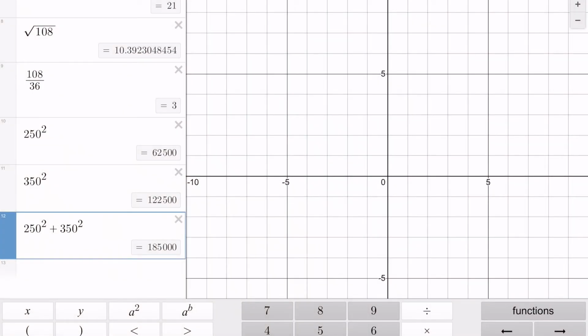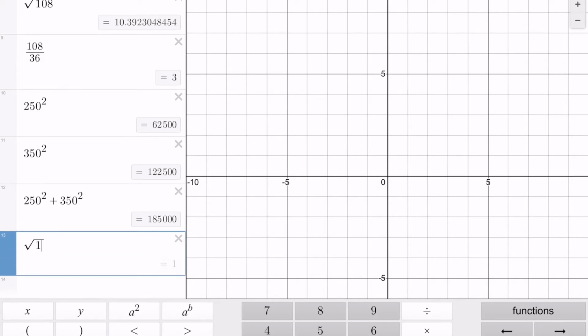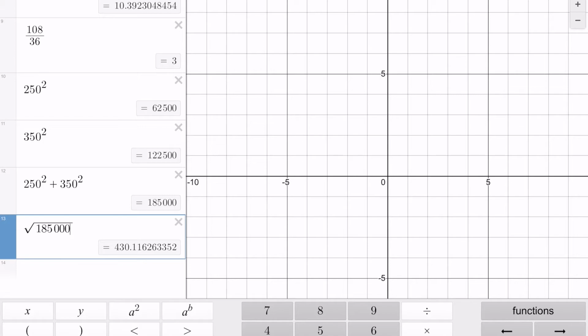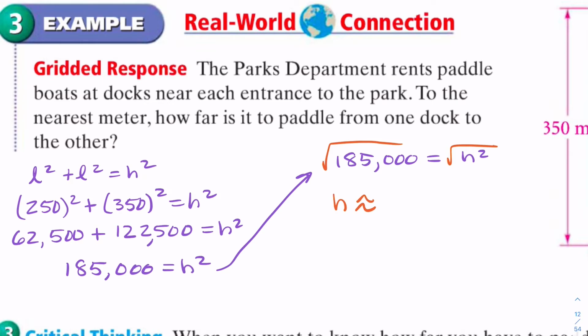The square root of 185,000 is about 430.11. So say 430. So h is this to the nearest meter, so 430.